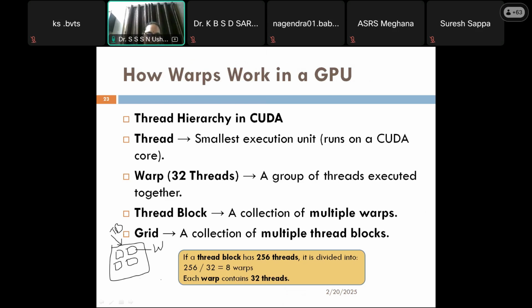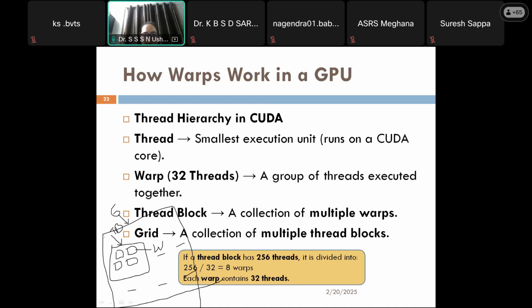And where are these thread blocks? On a grid. This grid may have multiple thread blocks. So first of all, we can visualize a grid, and then within the grid, thread blocks. There will be a lot of thread blocks. Here is one thread block, here is also one, and here also one. So within this grid with a lot of thread blocks, within each thread block we have multiple warps.